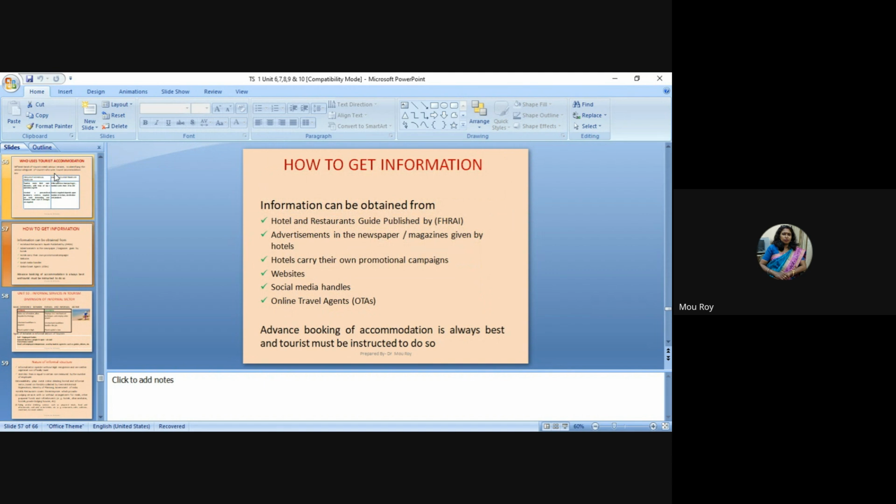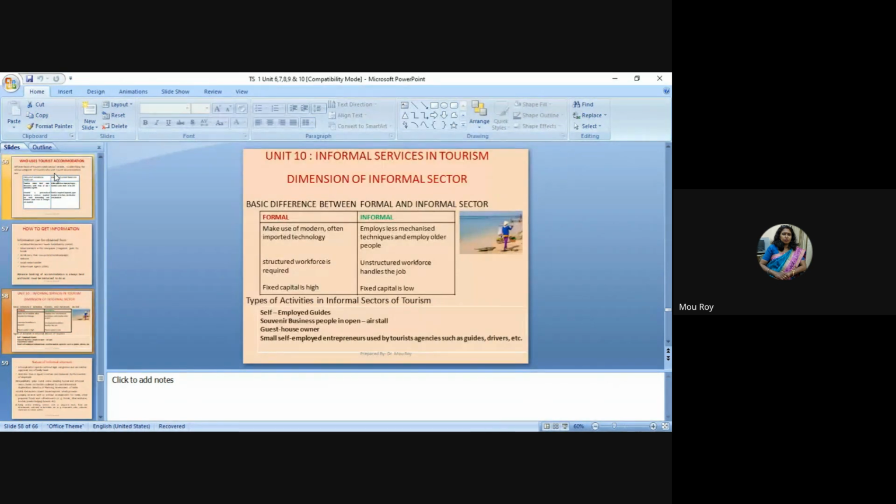So you can get all this information, and now websites are there. You can get all the reviews from there, from different social media handles and different YouTube channels. Then there are bloggers and influencers, from where you can get all the information, and advertisements in newspapers, magazines, and different digital media.